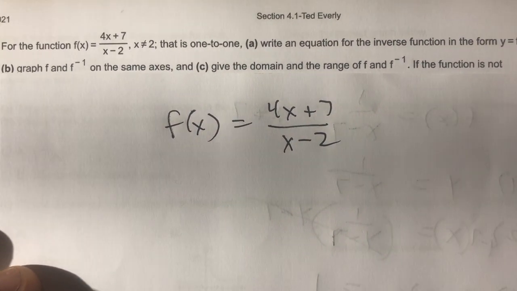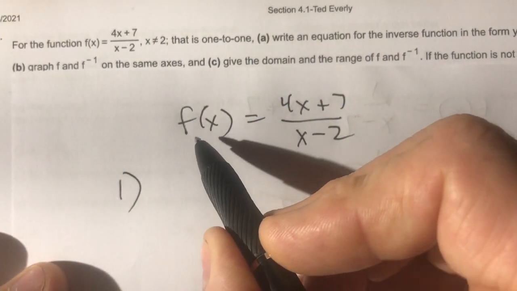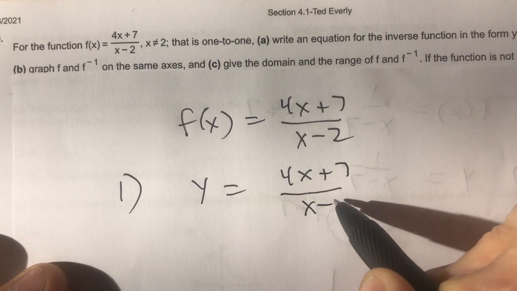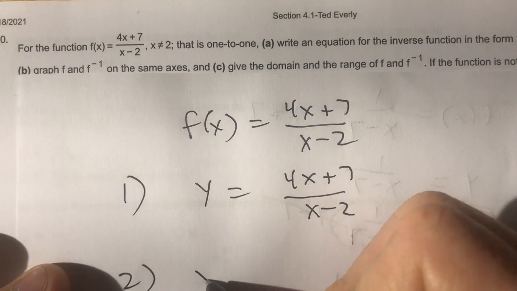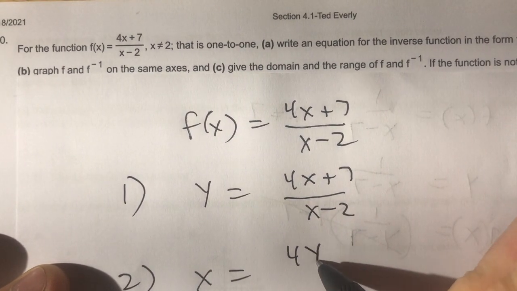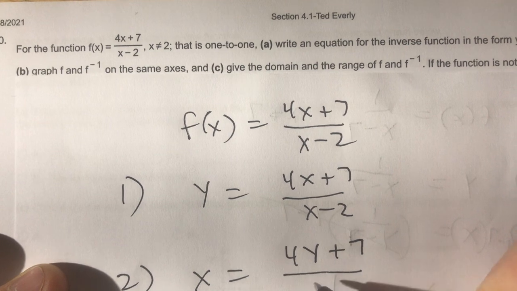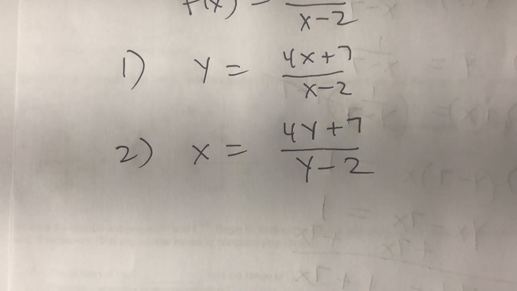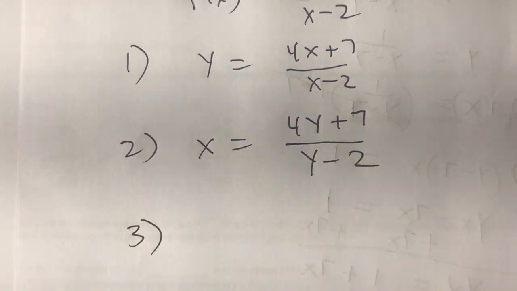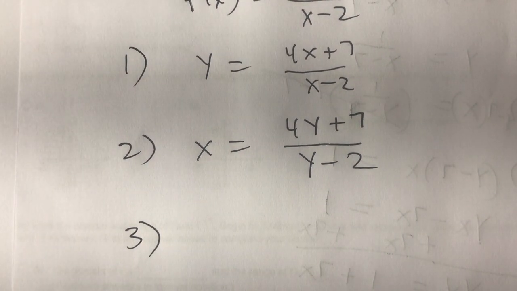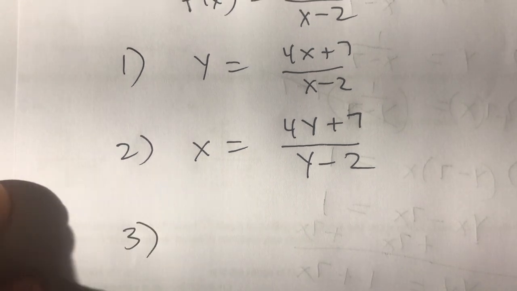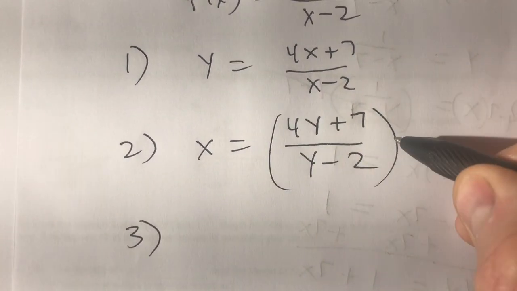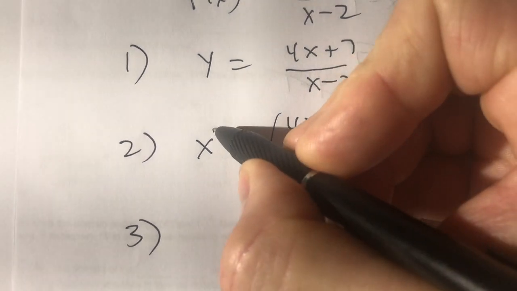All right, so step 1, I'm going to change f of x to y. Step 2, I'm going to swap x and y. Now I'm going to solve for y. So step 3, I'm going to solve for y here. Follow me on this. This is going to take a few steps, but I've got y in the denominator here, so I'm going to have to multiply both sides by y minus 2.